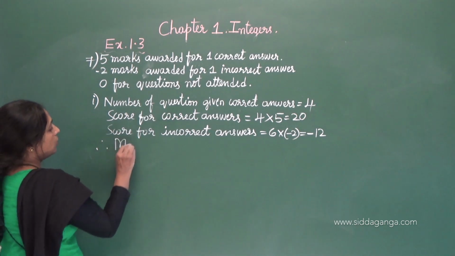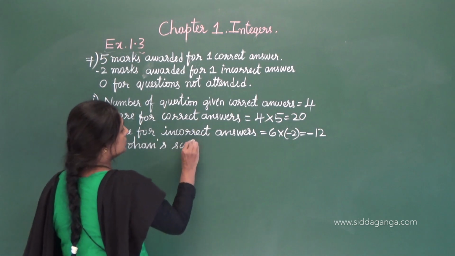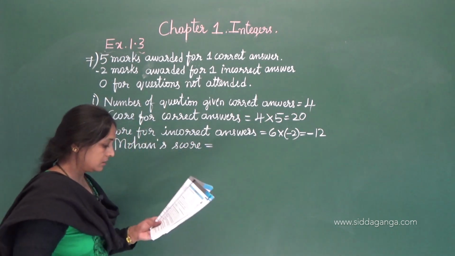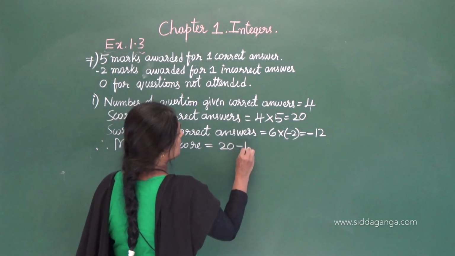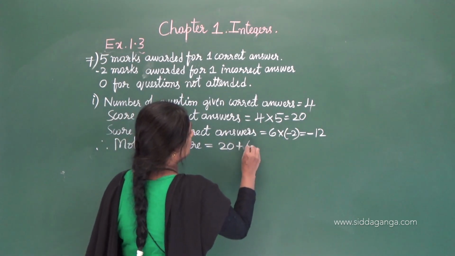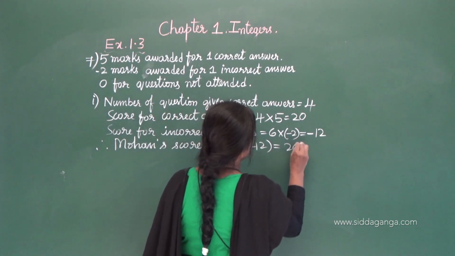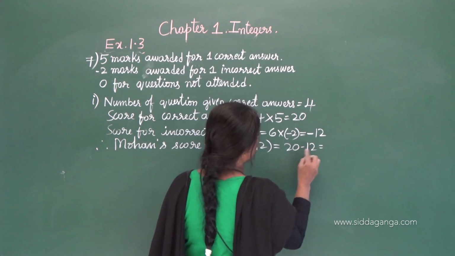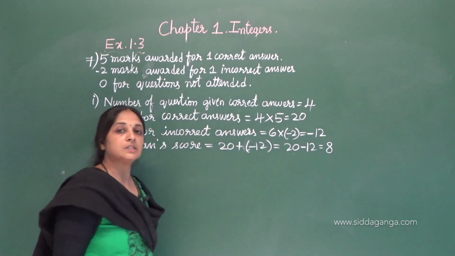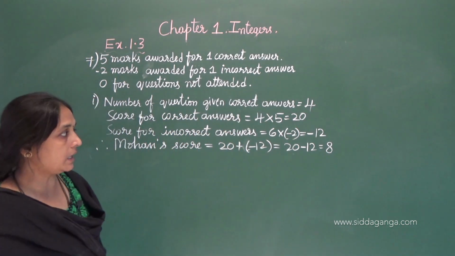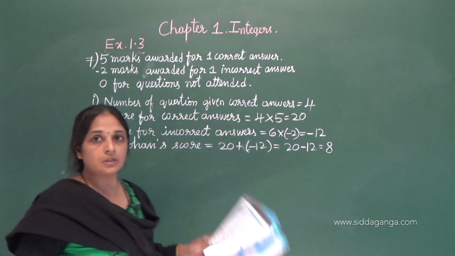Therefore, Mohan's score is equal to 20 plus of minus 12, that is equal to 20 minus 12, that is equal to 8. Okay, then his score is 8, only 8. He scored 8 marks in that test. Okay, go through this.